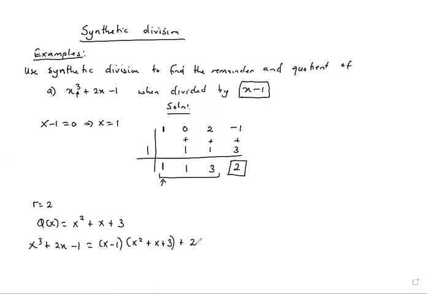This means that you can write your polynomial in the form divisor multiplied by the quotient plus the remainder. You can also write it as the quotient plus the remainder over the divisor. You can also be asked to write it in that form, but nothing changes. Do we have a question on this one?